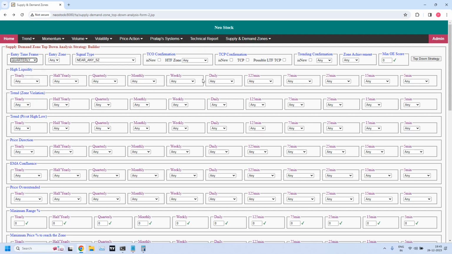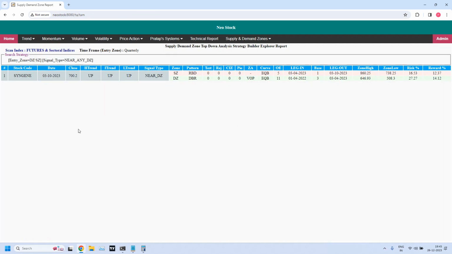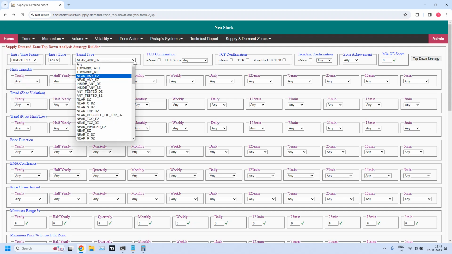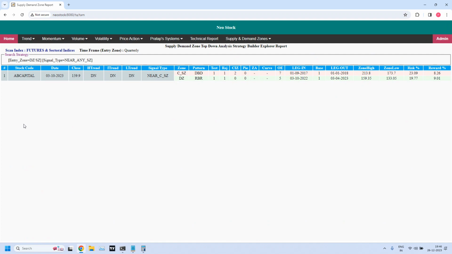And next one is quarterly time frame. Stocks near quarterly demand zone. Only one stock is there. Next, quarterly time frame. Stocks near quarterly supply zone. So only one stock is there.